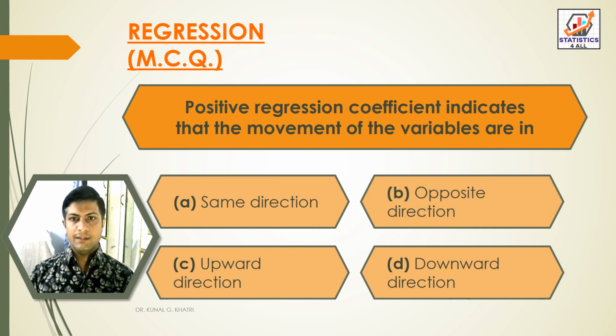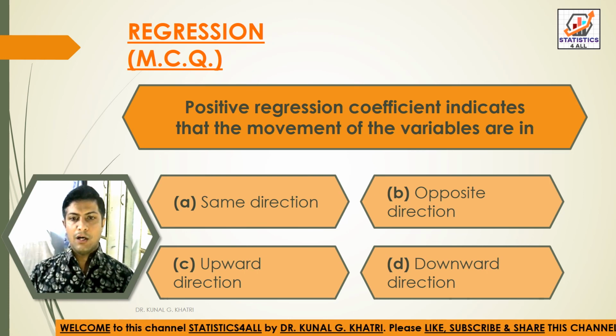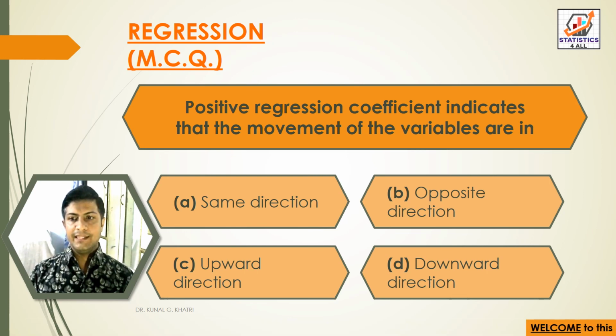Next question. Positive regression coefficient indicates that the movement of the variables are in option A same direction, option B opposite direction, option C upward direction, option D downward direction. So here we have answer option A, same direction. Positive regression coefficient indicates that the movement of the variables are in same direction.